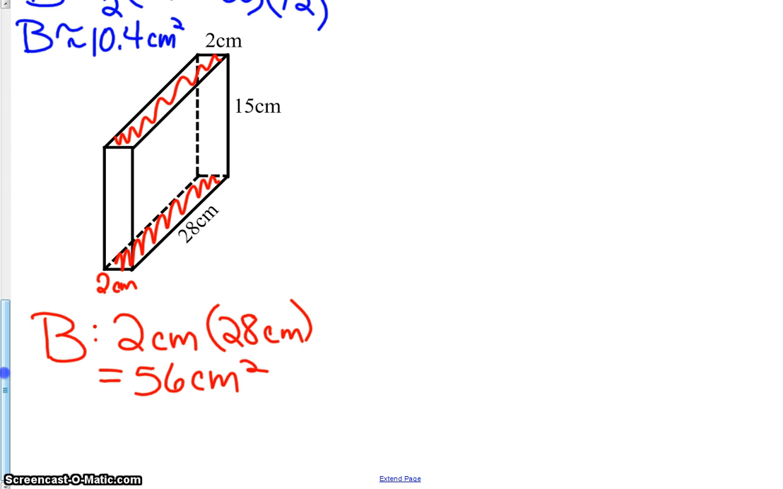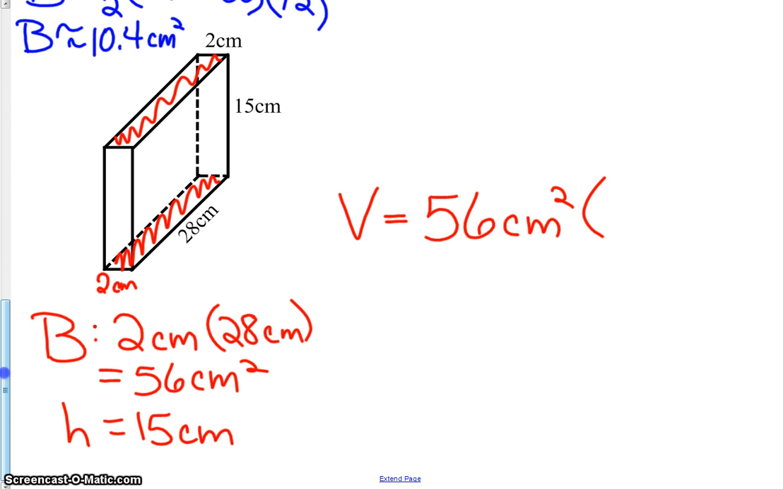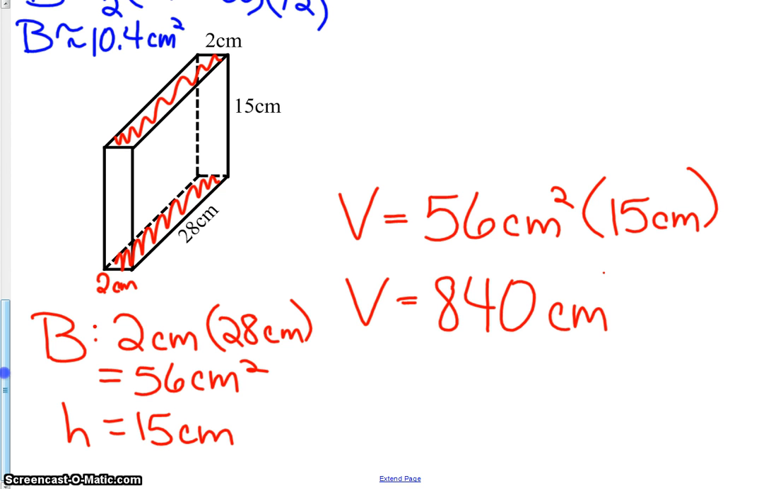Now the height of my object is 15 centimeters, so my volume is going to be 56 centimeters squared times 15 centimeters, or a lovely grand total of 840 centimeters cubed. We could either call that centimeters cubed or cubic centimeters.